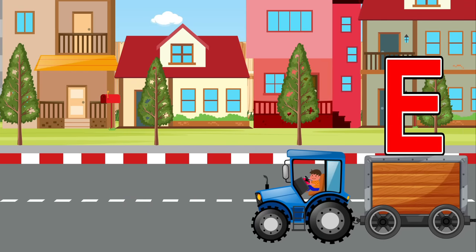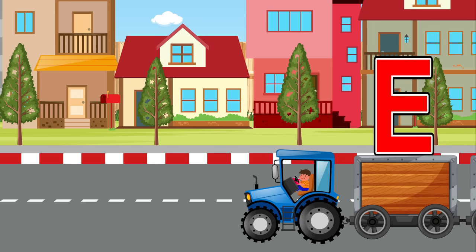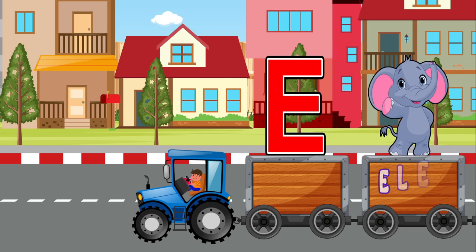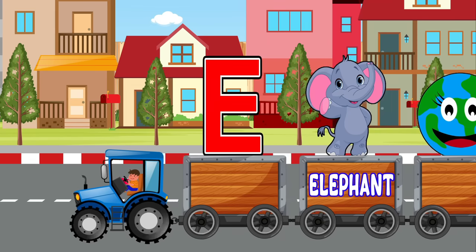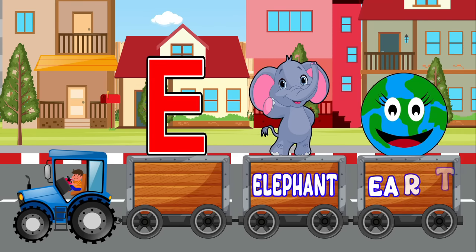E. Letter E is for elephant. Letter E is for earth.